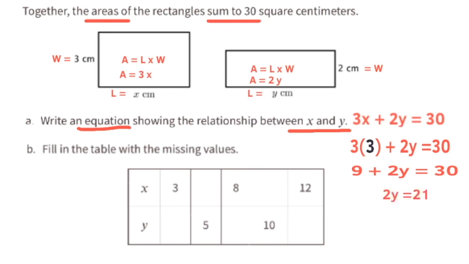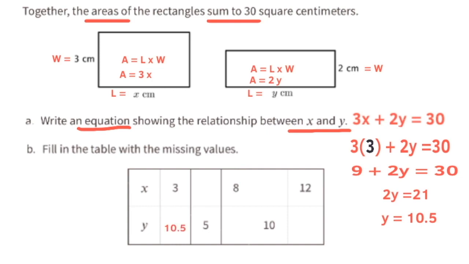Subtract 9 from both sides of the equal sign, and you're left with 2y equals 21. Since we're solving for y, we need to divide both sides by 2. 2y divided by 2 equals 1y, or y, and 21 divided by 2 equals 10.5. So when the value for x is 3, the value for y is 10.5.